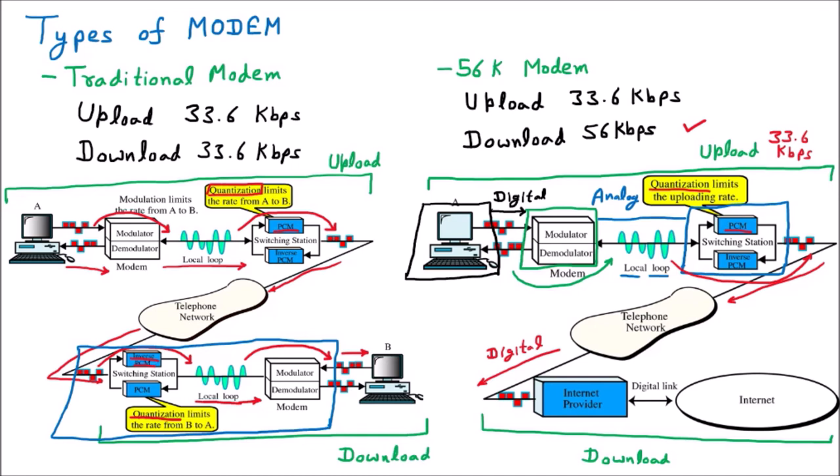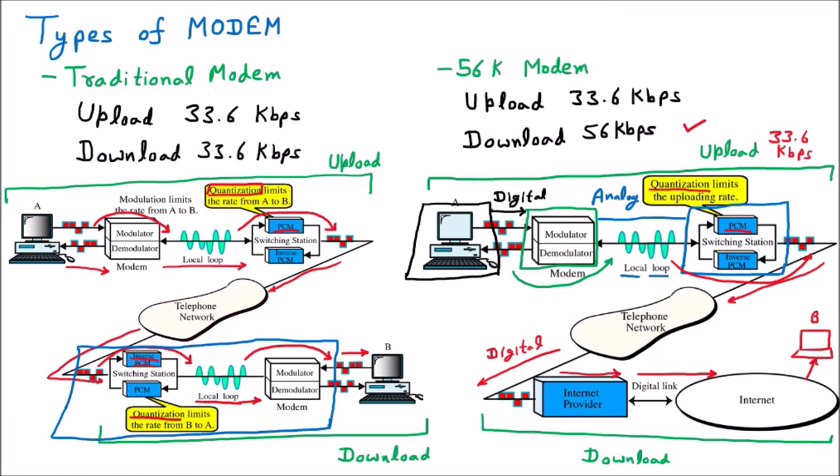What we are saying here, we are having the digital data and it is given to the ISP, internet service provider. The internet service provider works on the digital data and it is directly given to the internet. And from the internet, the system can download the data. Let us suppose we are having the system here and that system can download the data, digital data, directly. Supposing this is system B. So this is a diagram of the 56K modem in which we have cut one part from the traditional modem.